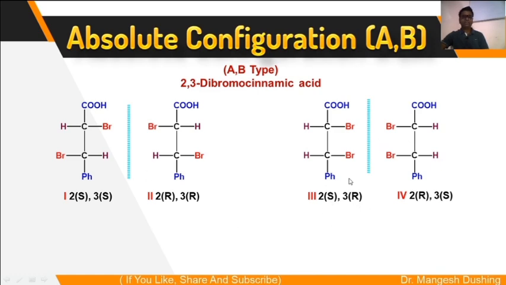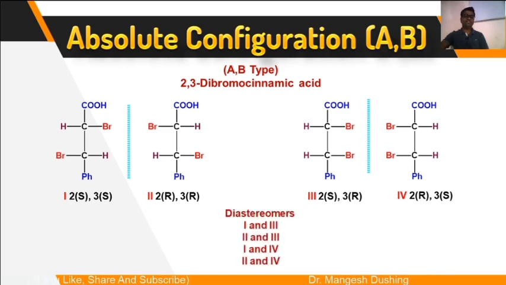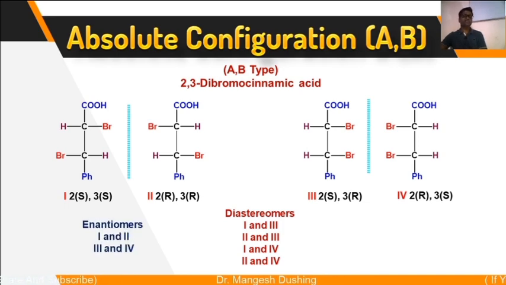Compound number 1 and compound number 3 are diastereomers. Compound number 2 and compound number 3 are diastereomers. Compound number 2 and compound number 4 are also diastereomers, as well as compound number 1 and compound number 4. So there are 4 pairs of diastereomers. Similarly, there are 2 pairs of enantiomers. Compound number 1 and 2 are enantiomers. Compound number 3 and compound number 4 are enantiomers.